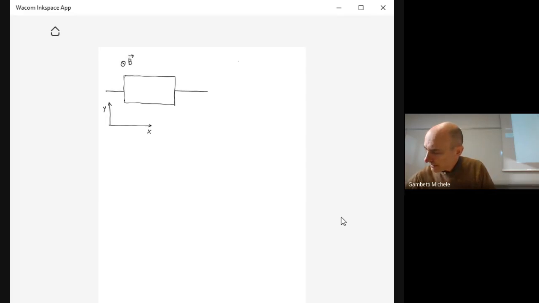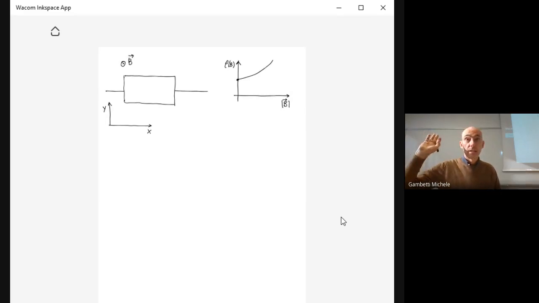So what they found was that if you plot here B modulus on the horizontal axis, and on the vertical axis the resistivity as a function of B, then you start from the resistivity value that you observe with zero field, and then you see something like this. So resistivity increases. The increase depends on the metal. The percentage of variation changes from metal to metal, but in general, you have an increase of resistivity.